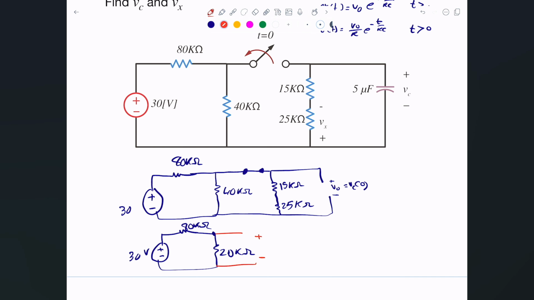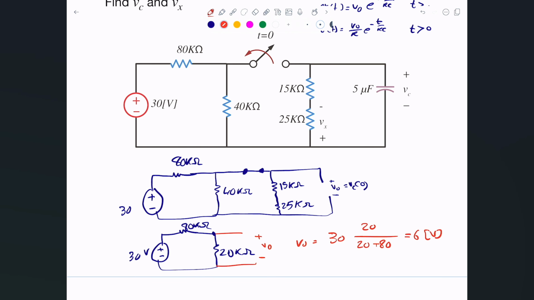That's plus minus, and we called it V0. It's the same voltage because it's a voltage across the 15 and 25. It's a voltage across the 40. It's a voltage across that 20 kilo ohm that we have in here. And we can simply compute this as V0 is simply 30 volts times 20 divided by 20 plus 80. Okay, 20 plus 80 is 100, so that should be exactly 6 volts. That's what we have. So that will be 6 volts.